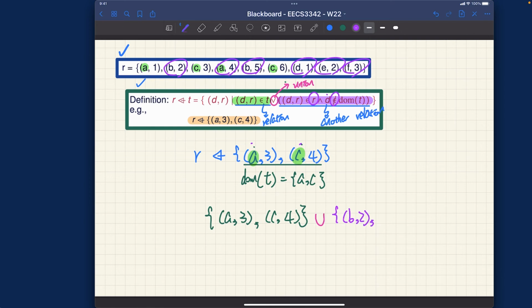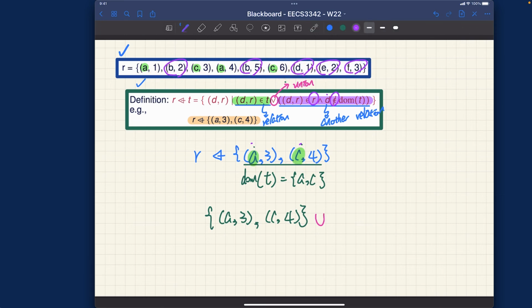Oh, actually I circled something wrong. Let me undo it again. Beg your pardon. B2 and B5, D1, E2, and F3, right? We're going to choose all the pairs whose first element is actually not A or C, which are the domain of the T that we are trying to override with.